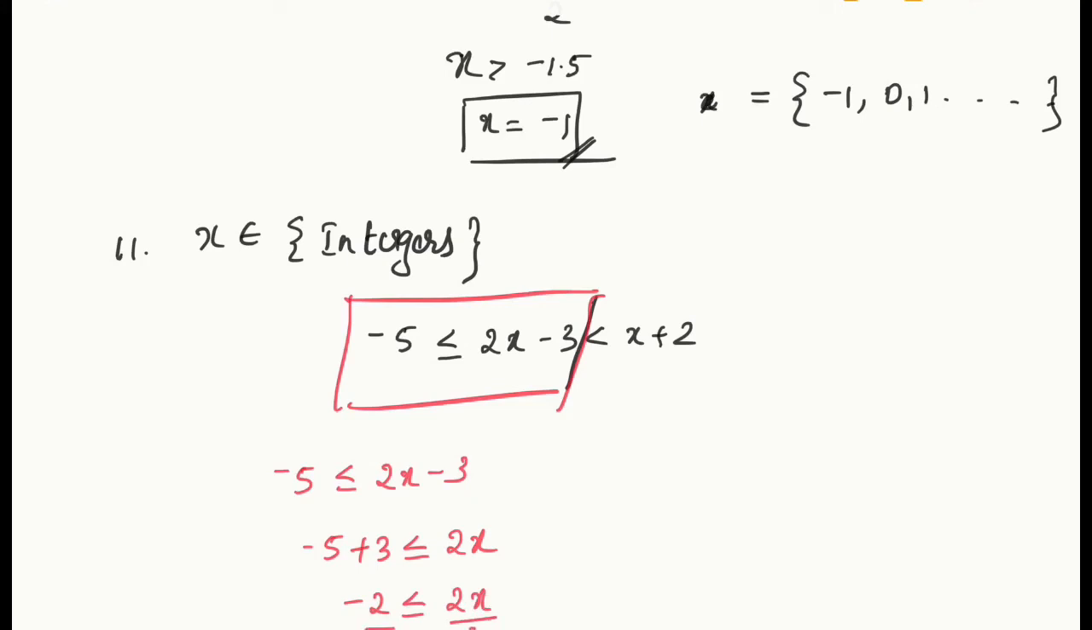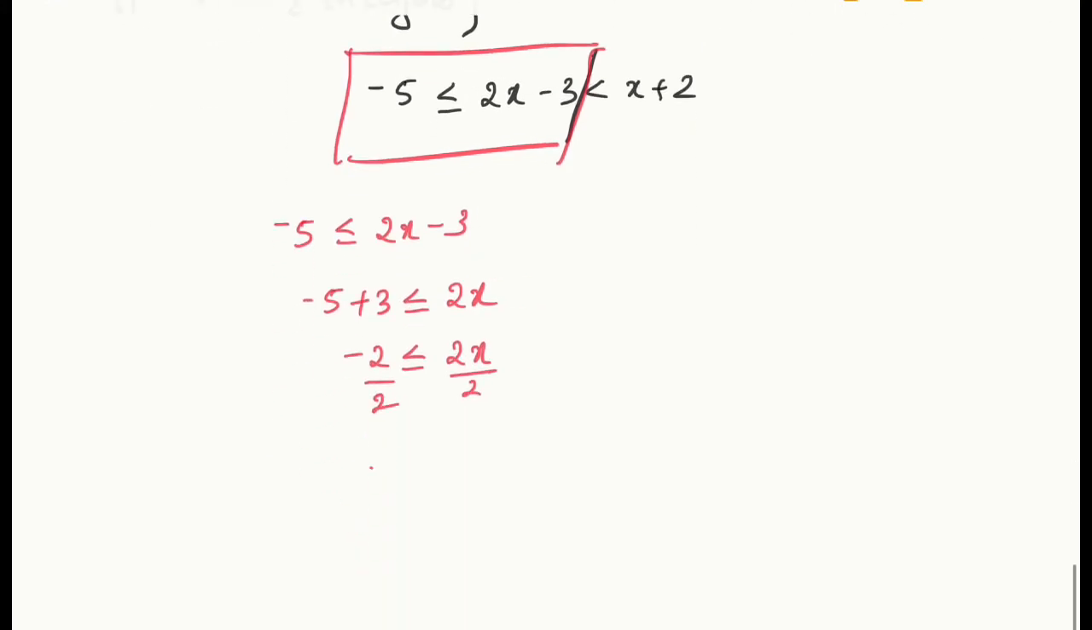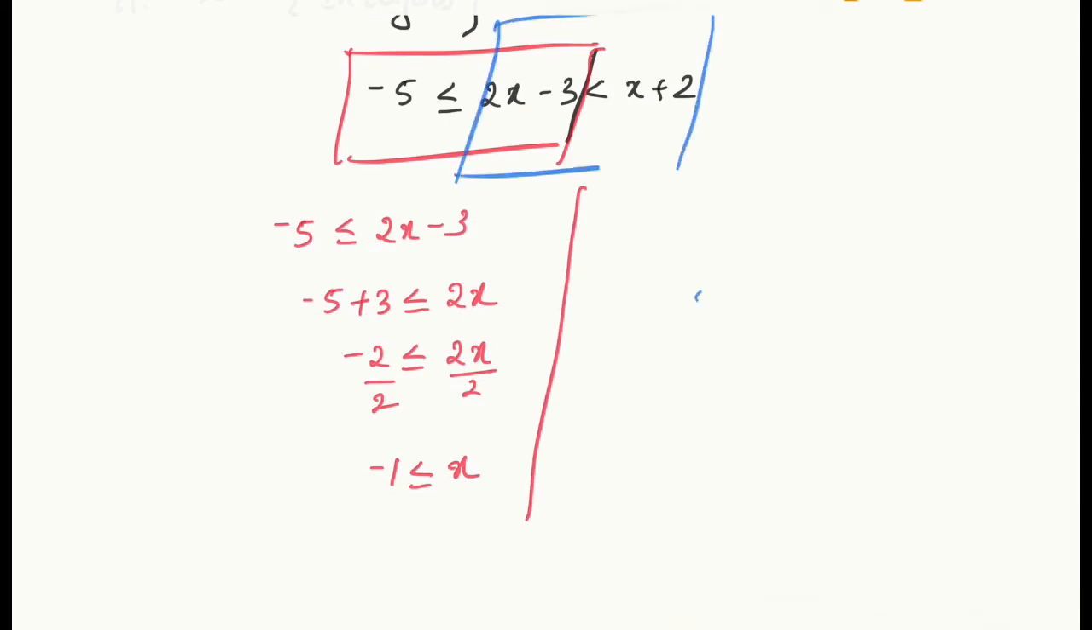Divide by 2 on both the sides. So what do you get? Minus 1 less than or equal to x. x greater than or equal to minus 1. So it's not over. Now we have the other part. This part we will be solving. So what is given? 2x minus 3 less than x plus 2. 2x minus x is x. x less than 2 plus 3, that is 5.